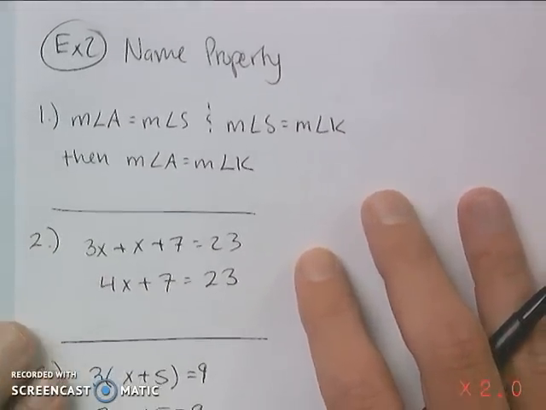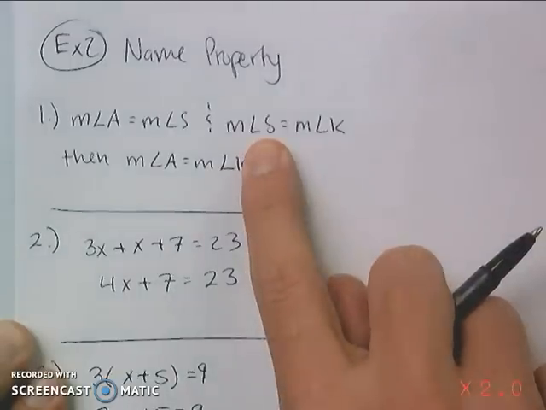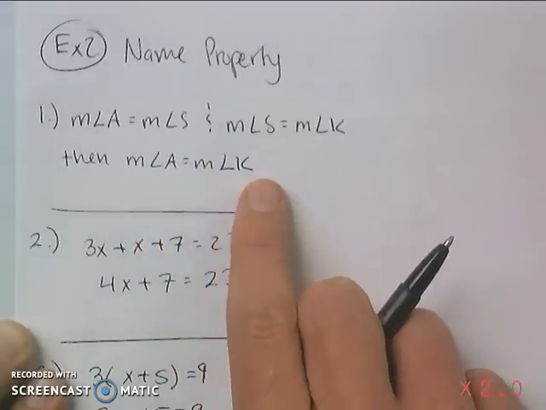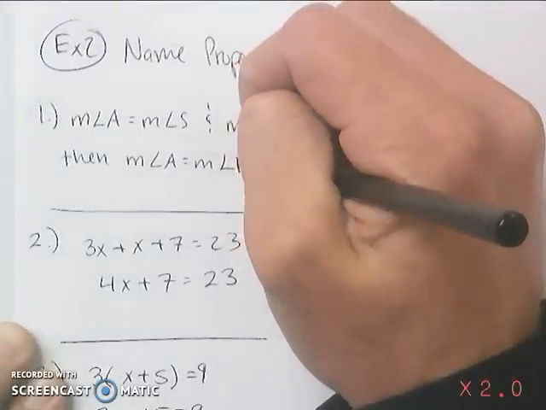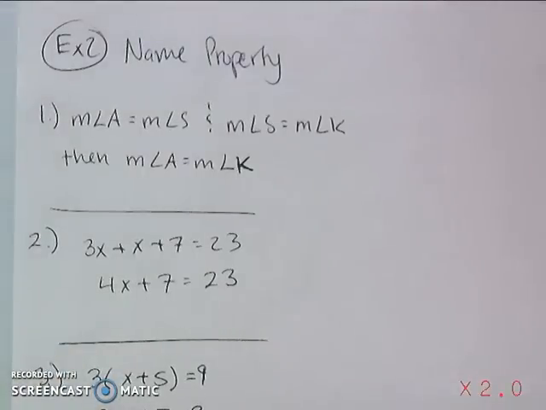Okay, so here we have one right here. It says the measure of angle A equals the measure of angle S, and the measure of angle S equals the measure of angle K, then angle A equals angle K. It kind of looks like a C, but angle K. This is actually a perfect definition of transitive property. If you go back and look at the definition for transitive property, it's very similar to the law of syllogism. In fact, that's where it gets its root from.